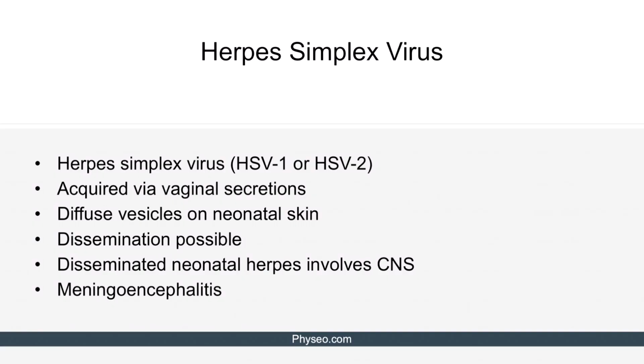Moving on, let's discuss herpes simplex virus. HSV, either HSV1 or HSV2, can cause congenital infections of the fetus. HSV is usually acquired via exposure to vaginal secretions during vaginal delivery. It usually causes diffuse vesicles on the neonatal skin. However, dissemination is possible, and disseminated HSV infection commonly involves the CNS, and it can manifest as meningoencephalitis.